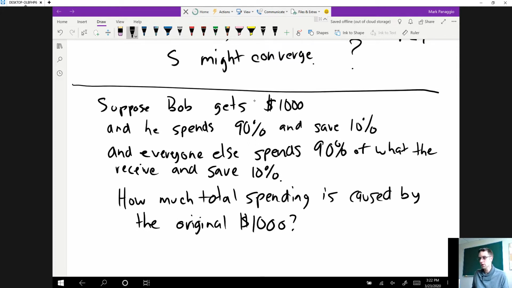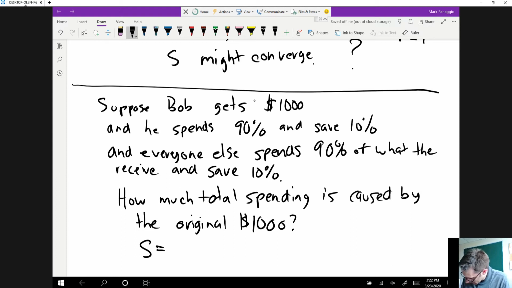Okay, so the idea is Bob gets $1,000, he spends $900, he saves $100. Then the person who received that $900 spends 90% of it and saves 10% of it. And then the person who received that 90% of 90% does the same thing. And so that pattern continues indefinitely. And so let's see if we can write down a nice little sum to represent that.